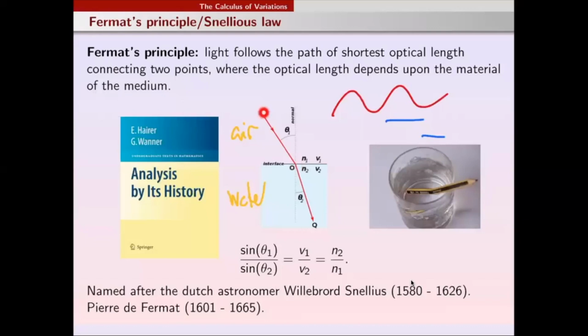Then he said, if the angle of the incoming ray is θ1, the outgoing angle after refraction will be θ2, right? And the relation between θ1 and θ2 is given by this formula: the sine of θ1 divided by the sine of θ2 is V1 divided by V2.